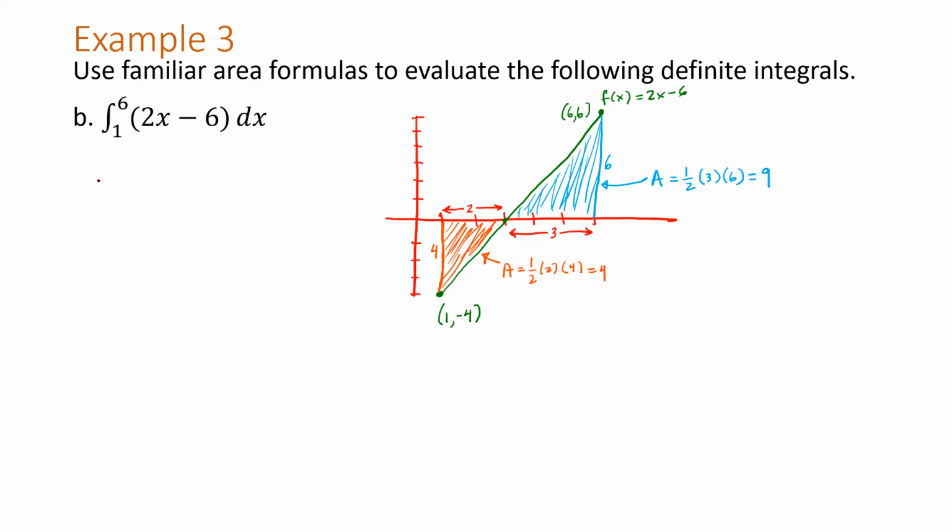So remember, now we're computing the net area. So we've got the area above the x-axis was 9, minus the area that's below the x-axis was 4. So we're subtracting that area, right? So the net area is 5.